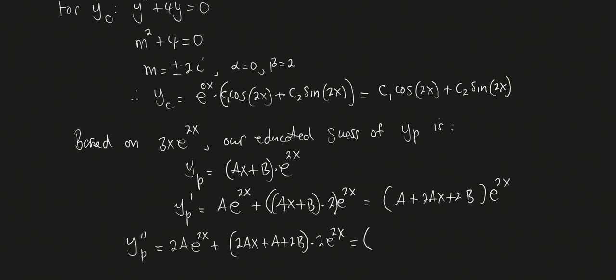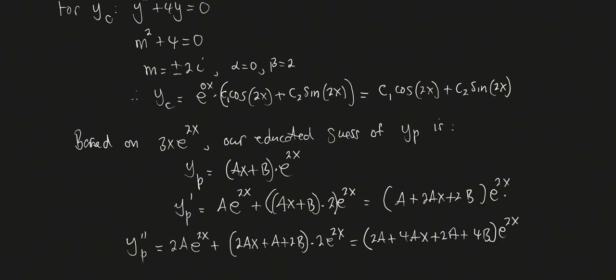So if I take out an e to the 2x, what do we have left? So we have a 2a there. And then take this 2 again and double everything inside of this parentheses. So I have plus 4ax plus 2a plus 4b, right? So that's our first and second derivatives. Now the operator just takes the second derivative and adds 4 to the original.